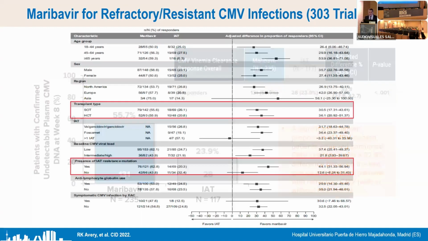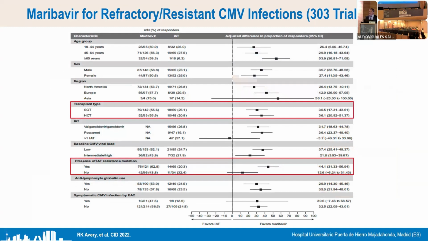maribavir in this indication. Not only that, this trial included solid organ transplant patients, hematopoietic transplant recipients, different types of transplants, and this forest plot that you see here shows that the benefit from maribavir was across the board in all different subtypes and subgroups of patients in the refractory group. Something very important is that all these patients were refractory. That is clinically refractoriness that was in the slide before about the definitions, which is basically after 2 weeks you haven't been able to control CMV.